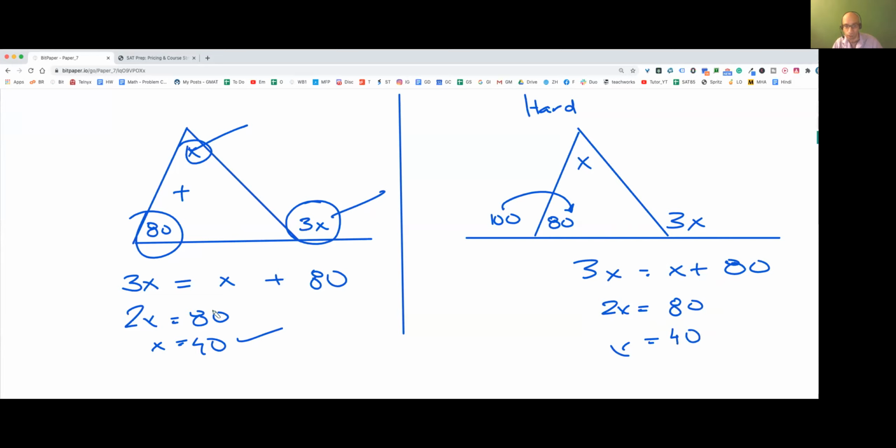So be careful. This guy over here, 3x. This 3x is equal to this x plus this guy. This exterior angle is equal to these two interior ones. So remember, those are important. 3x is equal to x plus 80. Same thing over here. The only difference is the 100 came in inside.